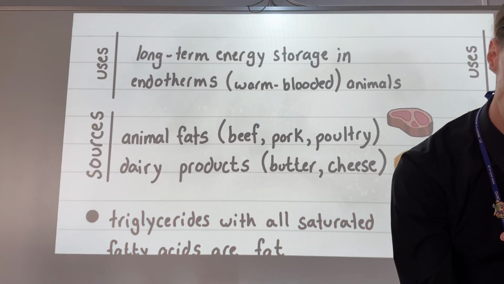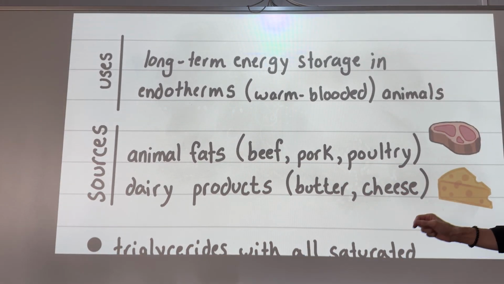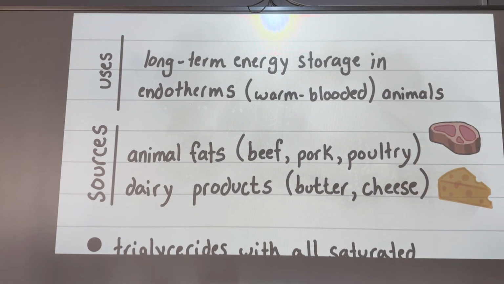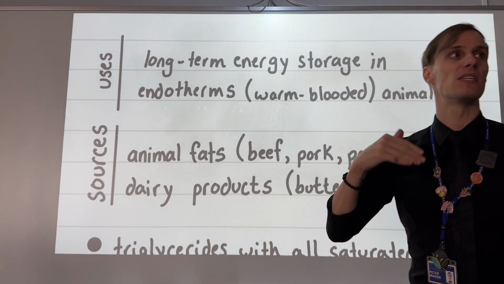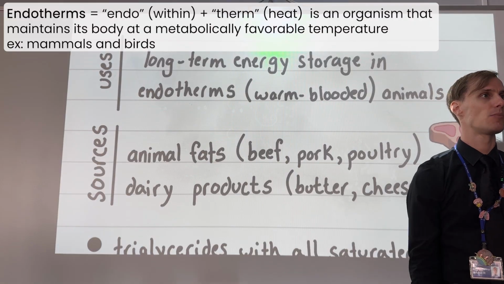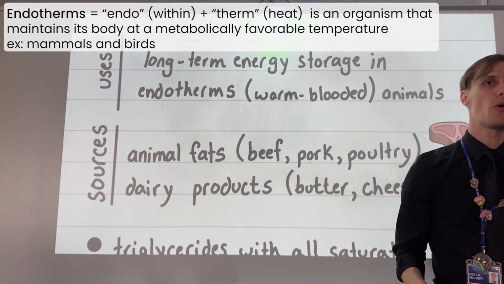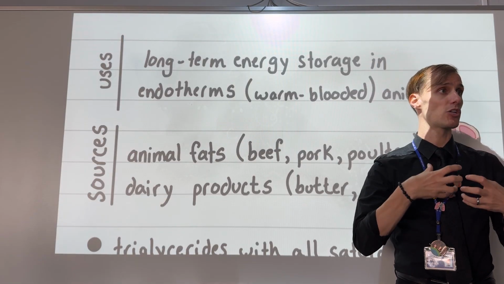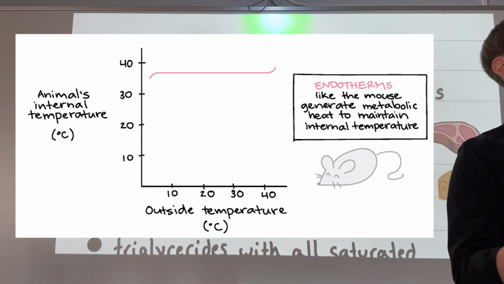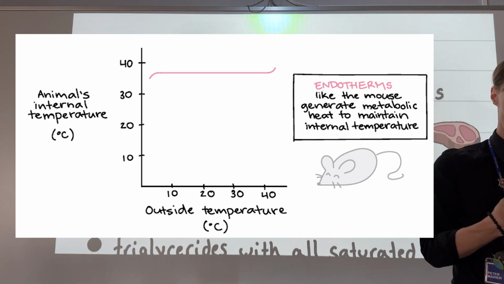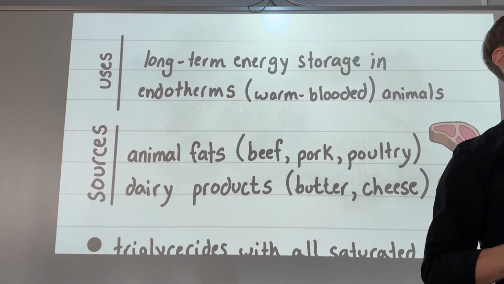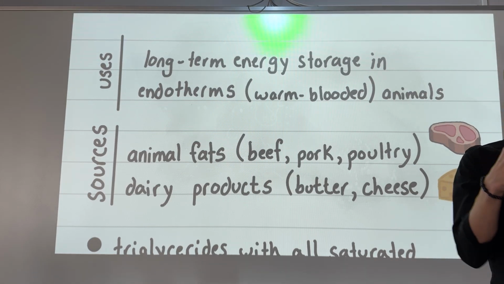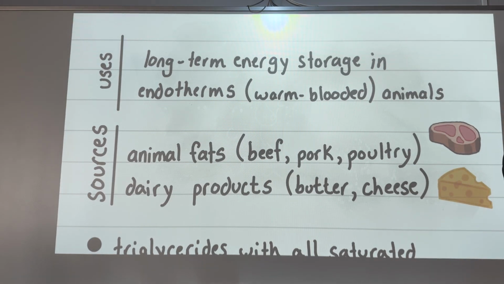What are the uses of it and where do we find it? So they are used as long-term energy storage molecules in specifically endothermic animals. And these are animals that you may know as warm-blooded. So these are animals that physiologically maintain a constant body temperature. So mammals are endothermic, and so are birds. Birds are also endothermic animals, meaning that they maintain a stable core body temperature.